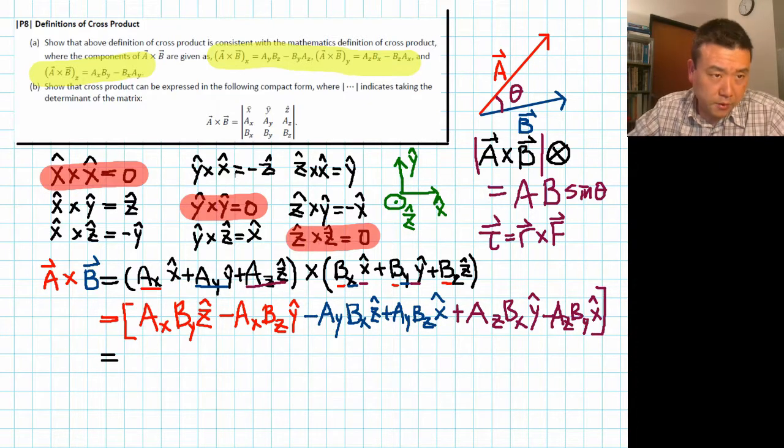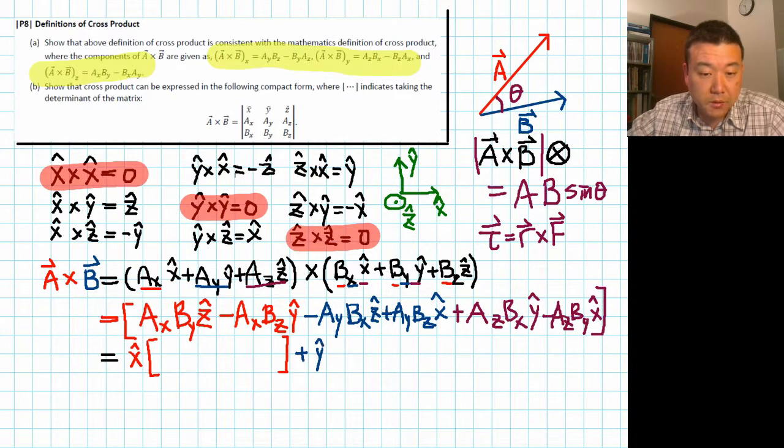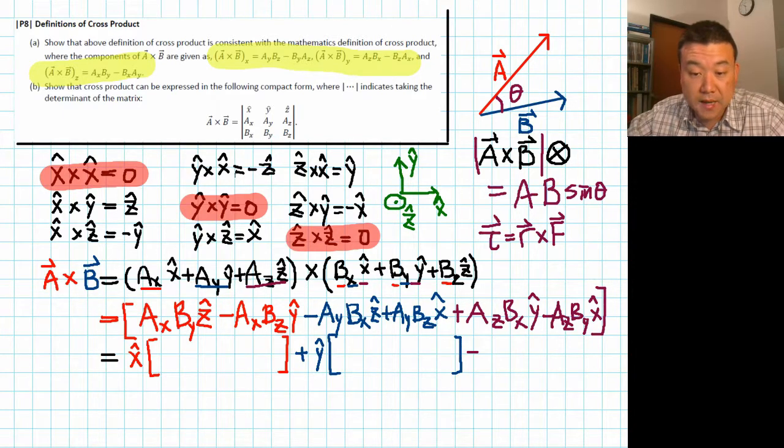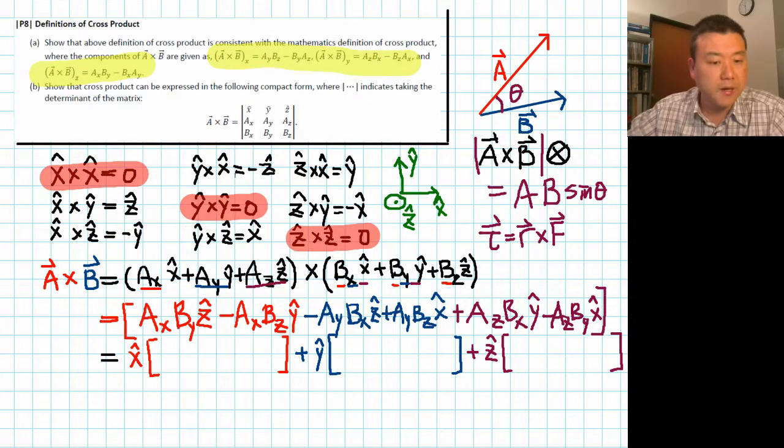I'm going to collect all the terms that have x hat in it. This will give me the x component. Then I'm going to collect all the terms that have y hat in it. That'll give me all the y component. Then I'm going to collect all the terms that have z hat in it. That'll give me all the z component terms. So once again, this is tedious but not difficult algebra. So all the things that have x hat in it.